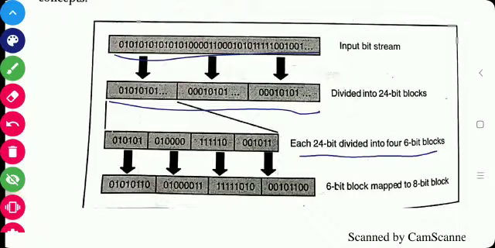So it takes the input as 24 bits, then the 24 bits are divided into four 6-bit blocks, and then each 6-bit block is mapped into an 8-bit block. So like this PEM works.